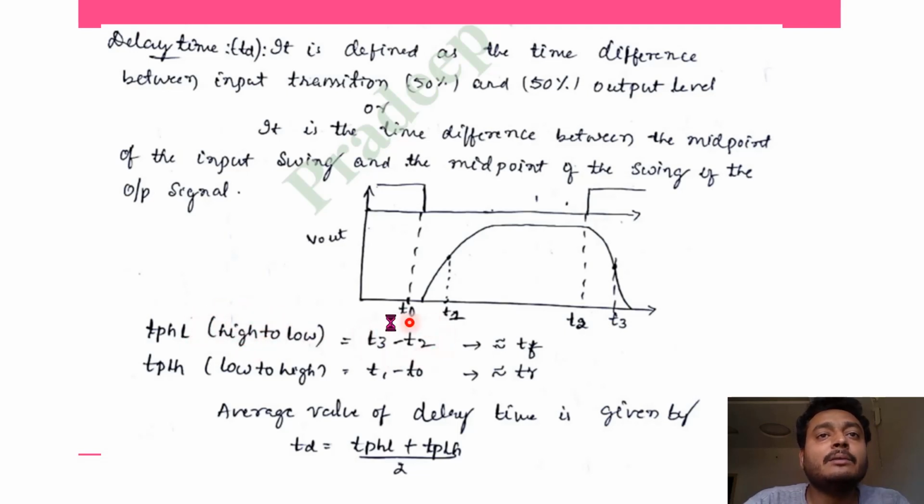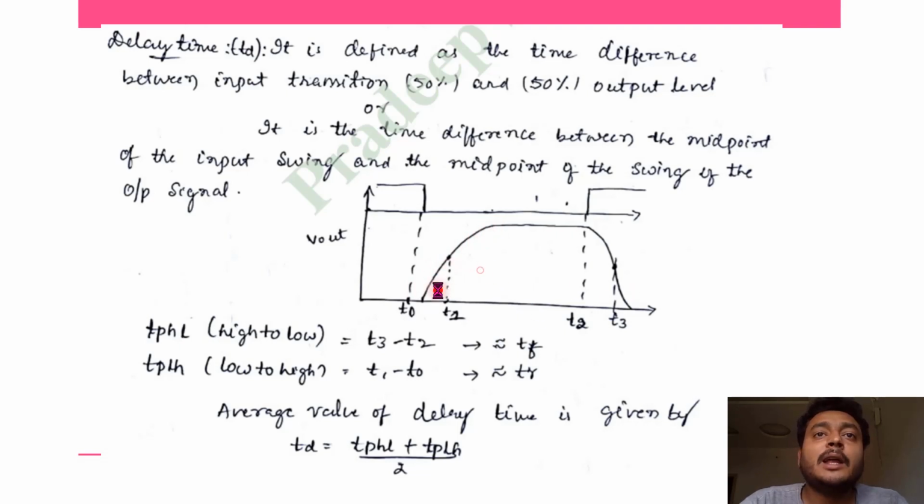Essentially we can call this a fall time, but not exactly. This TF is wrong. It should be TF divided by 2, and this should be TR divided by 2. If you want rise time and fall time, we can just double these. So 2 times TP low to high will become the rise time, and 2 times TP high to low will become the fall time. Here to here is fall time, and here to here is your rise time.